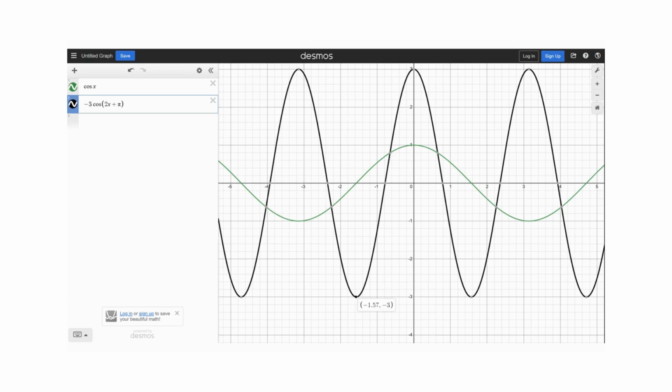If I trace this, there it goes. This is where we started with negative 1.57 at the bottom here, negative 3. And then we went up, and then we ended on the other side at positive 1.57, negative 3, which is the same thing as pi over 2. So of course, Desmos is going to show you everything, but we were only looking from negative pi over 2 to positive pi over 2, and only graphing that portion of the function.